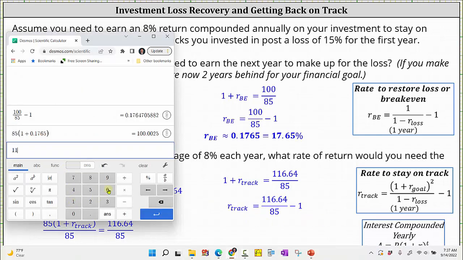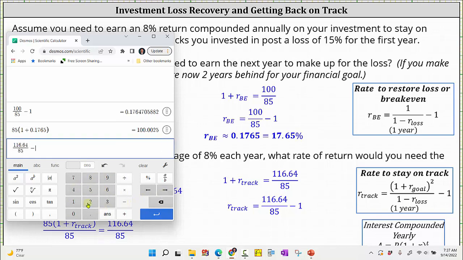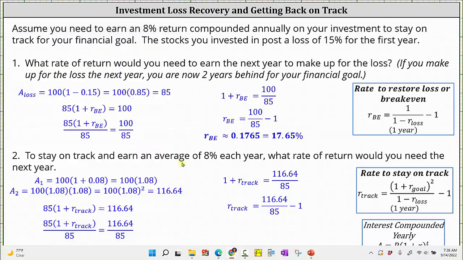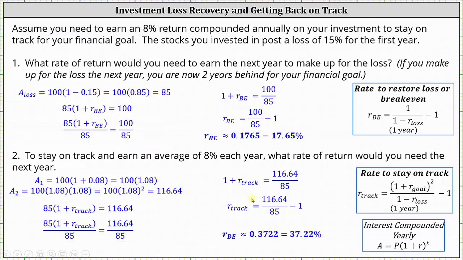And we enter 116.64 divided by 85, right arrow, minus 1, enter. Now, I just said earlier we shouldn't round down, but for consistency, I'm going to round to 4 decimal places as we normally do. The rate needed in the second year to get back on track is approximately 0.3722, resulting in 37.22%. So again, in order to get back on track and earn an average of 8% each year, after losing 15% in the first year, you would need to earn 37.22% in the second year to get back on track.